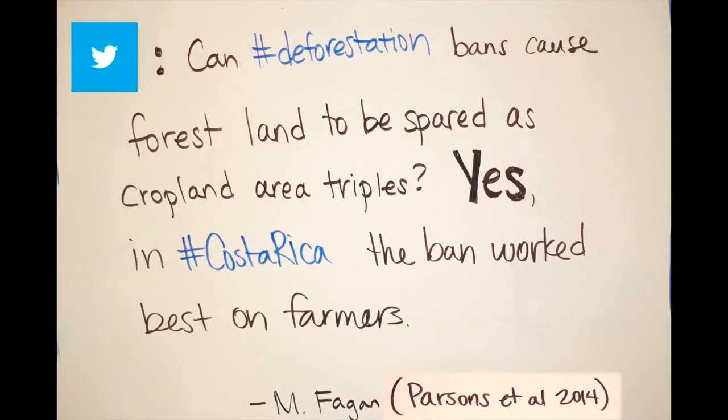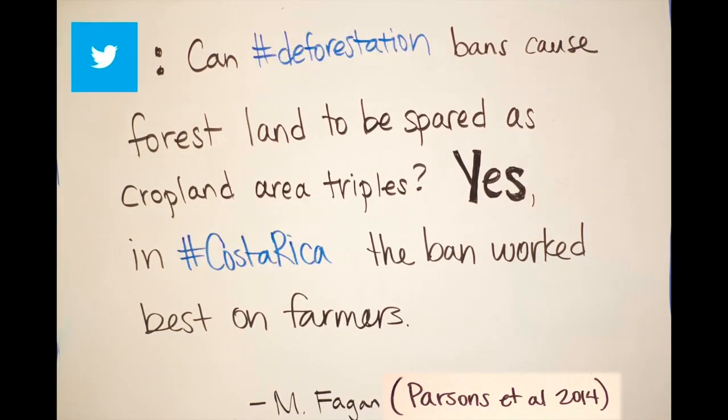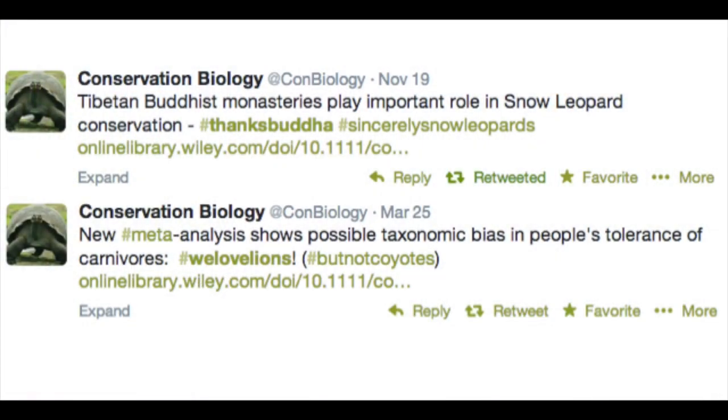For example, M. Fagan's tweet, which we previously mentioned, could have hashtags added to the words deforestation and Costa Rica, making the message accessible to people searching those terms. Hashtags can also provide context and inject a little bit of humor into tweets if you're comfortable with it, like with these tweets from the journal Conservation Biology's Twitter account. Tibetan Buddhist monasteries play an important role in snow leopard conservation. Hashtag thanks Buddha, hashtag sincerely snow leopards.